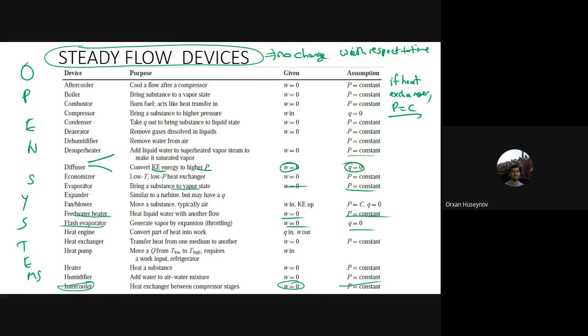Because it is a heat exchanger, it is used to cool the compressed fluid. And therefore, it is the heat exchanger. Economizer, for example, this was a heat exchanger. So you can see the work is 0, you can see P is constant. The aerator, it is used to remove the air, but generally dissolved gases, so work is 0, P is constant.